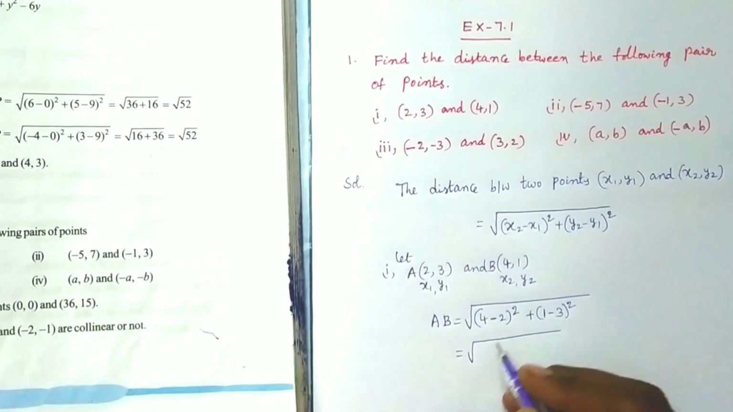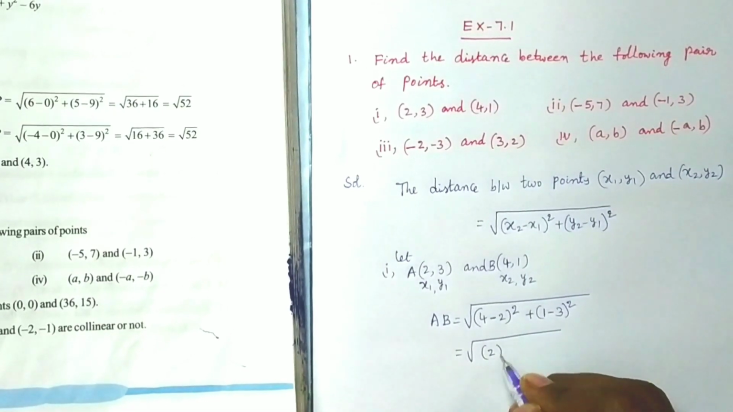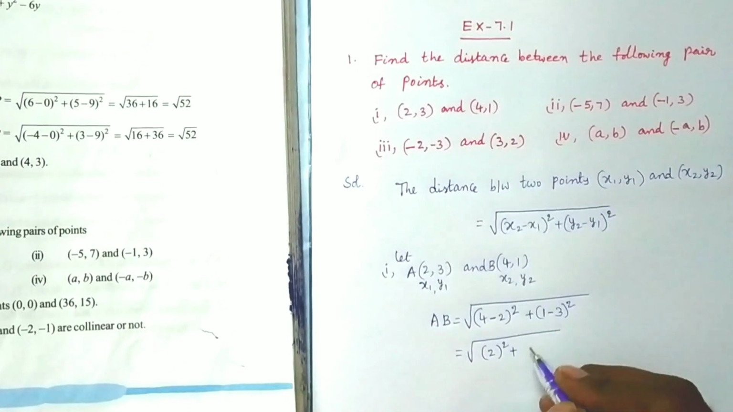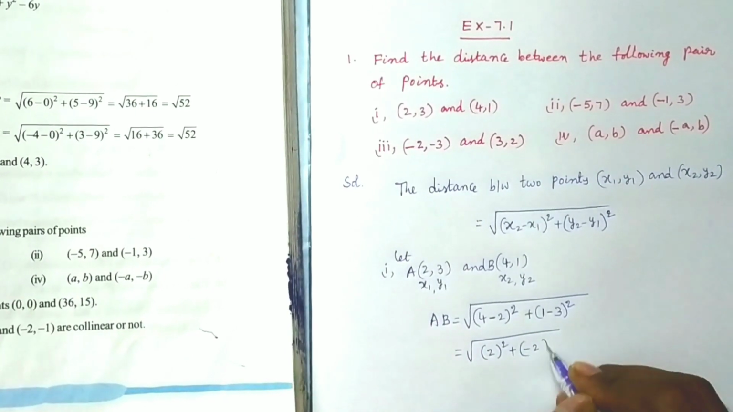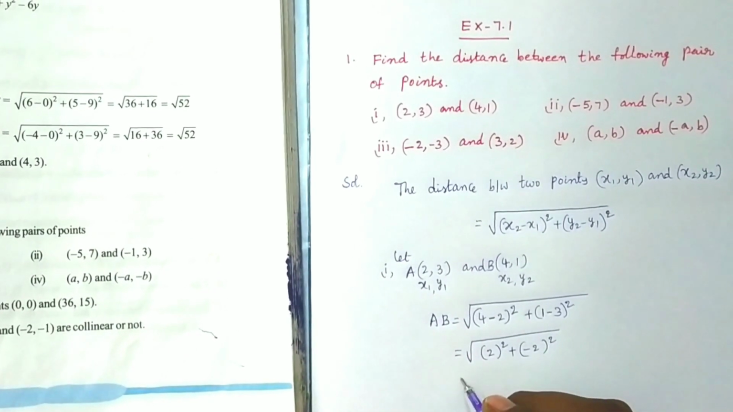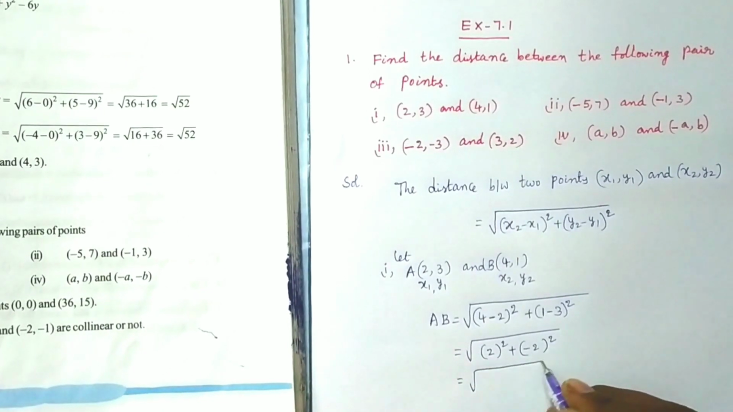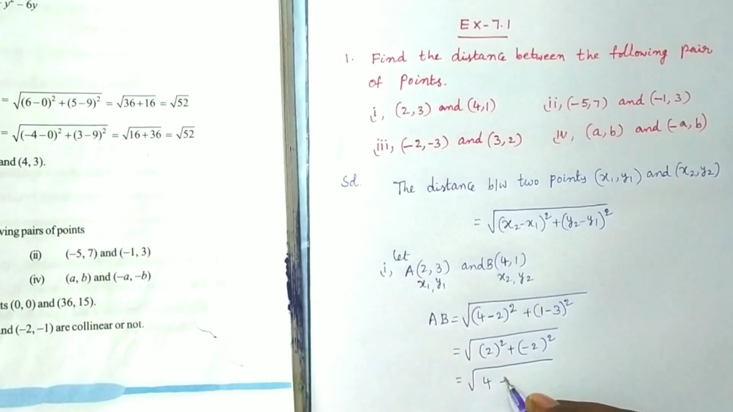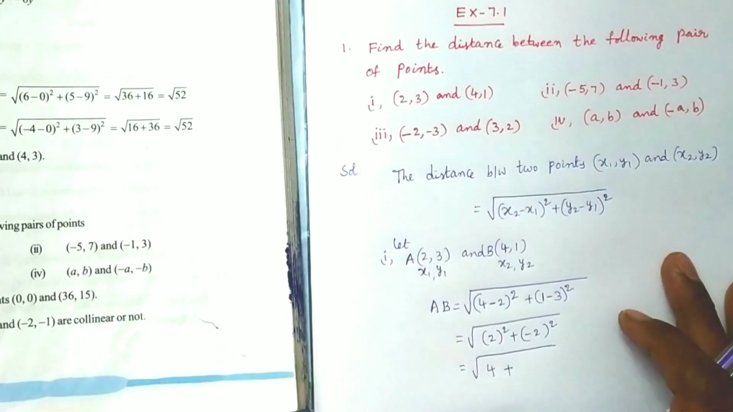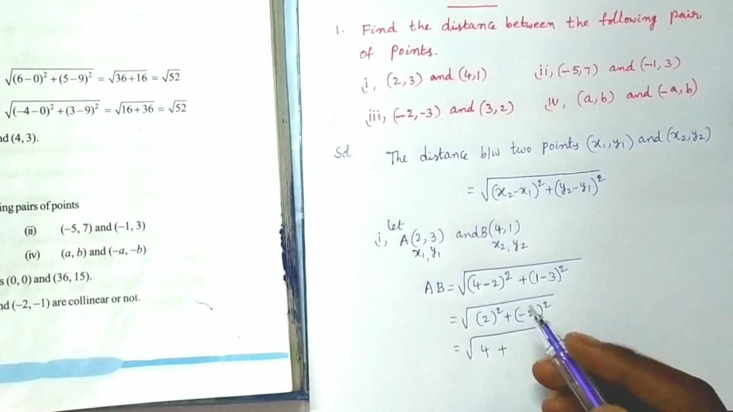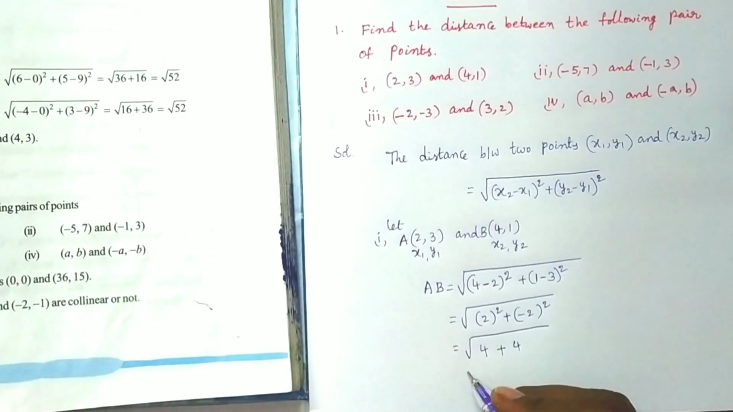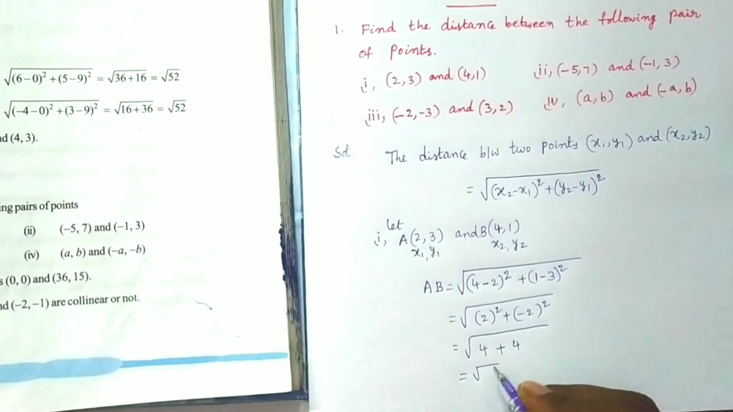Four minus 2 means 2, that is whole square. 1 minus 3 whole square. 1 minus 3 means minus 2 whole square. That is equal to 2 square, that value is 4, plus (minus 2) whole square. Minus 2 whole square means, that is minus 2 into minus 2, that is 4. So 4 plus 4, square root of 8.